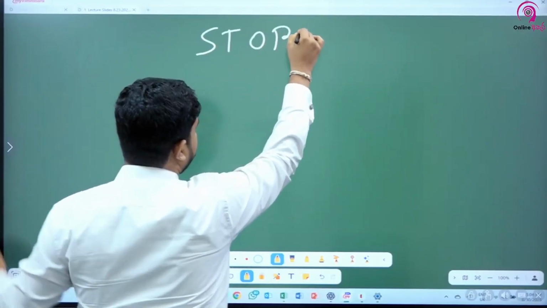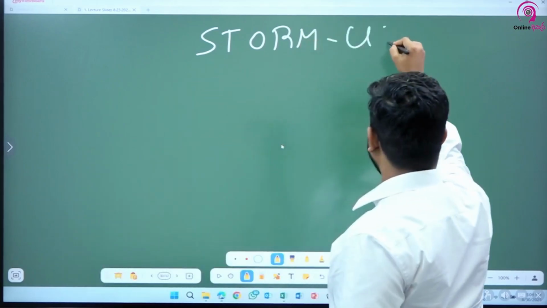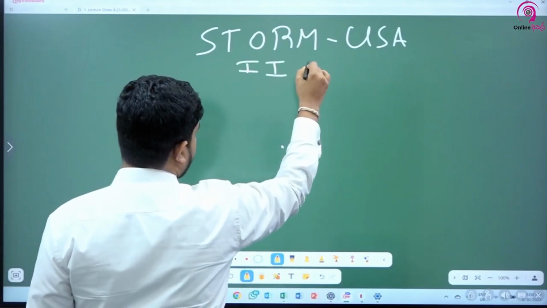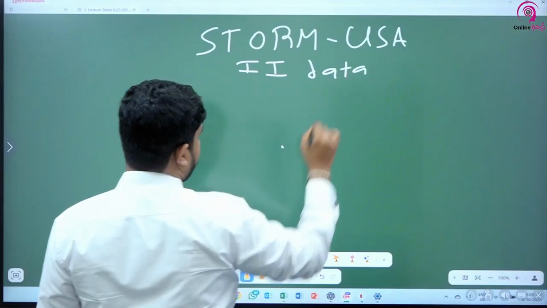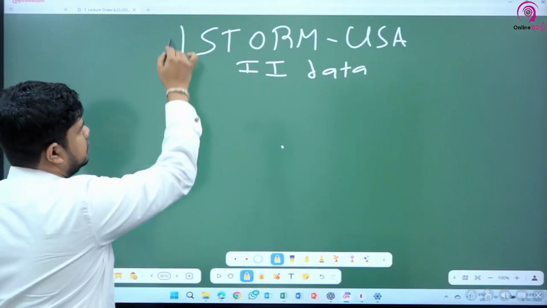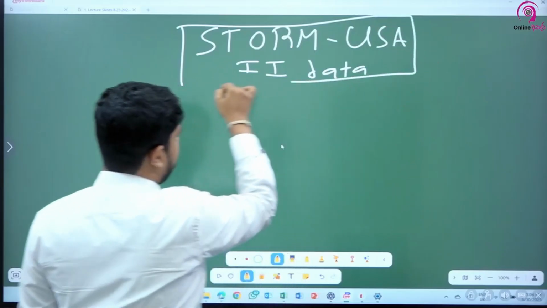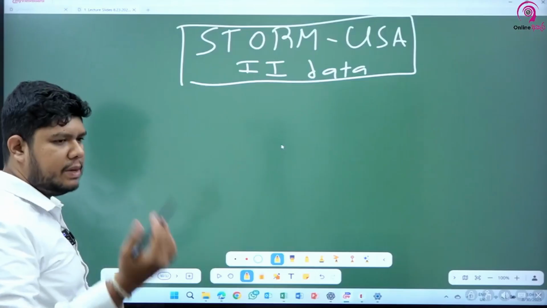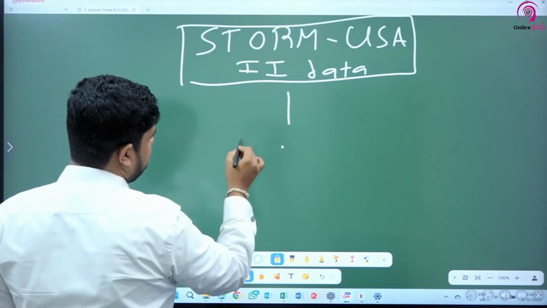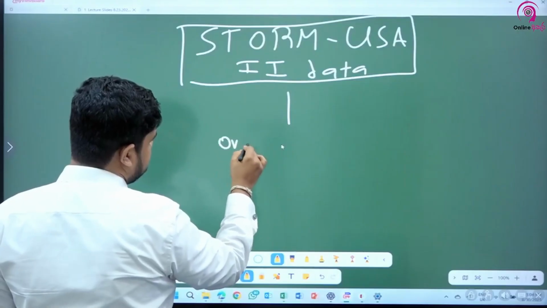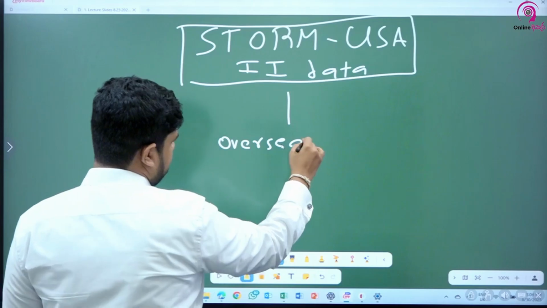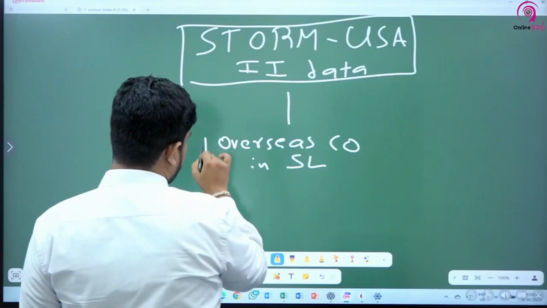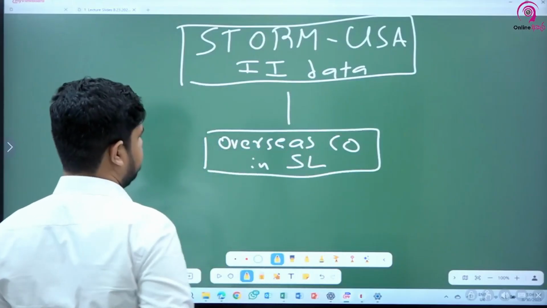Storm, a USA company in IT and data handling. Now we learned there is a company called Storm in USA. Once you are reading, at the same time you just take a rough sheet and draft this, or in the paper itself. And they have established an overseas company in SL, right?